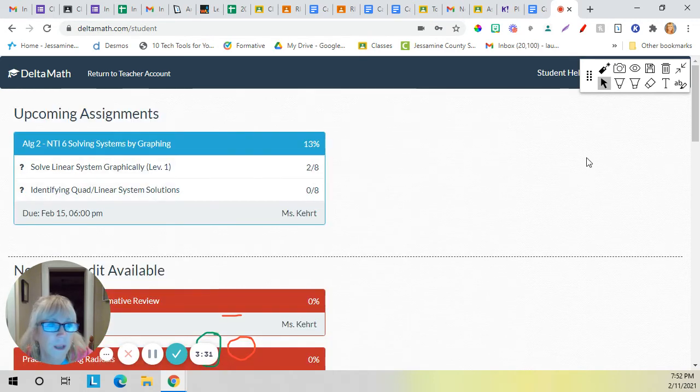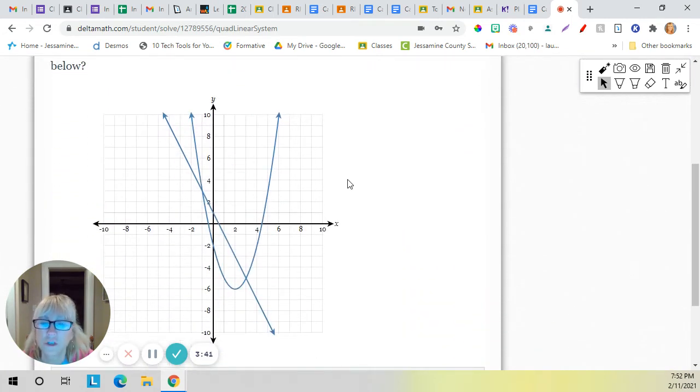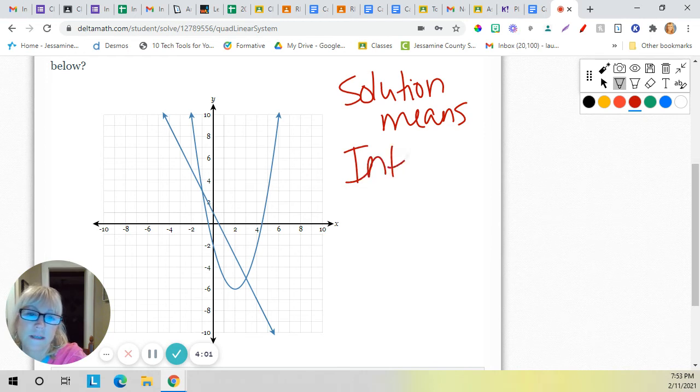The second one is really simple. You've just not seen it, but remember, we're looking at system solutions, and I talked about that on the video yesterday. Solutions for a system is not where we cross the x-axis, but it is where the two lines intersect. Remember, solution means intersection for a system. So it's where they intersect.